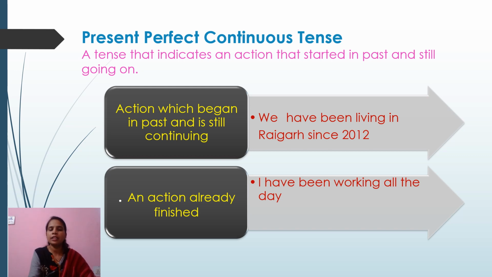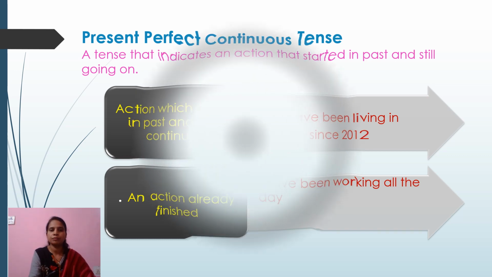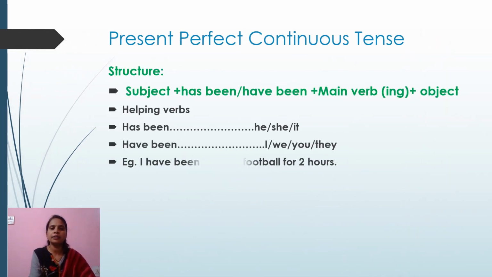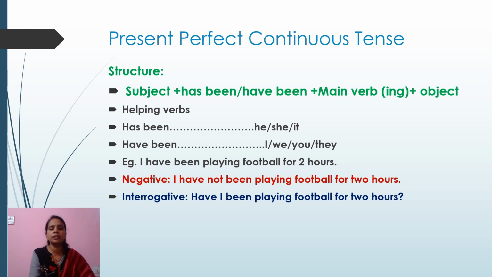Sometimes an action that has already been finished is also written in present perfect continuous tense. For example, I have been working all the day. That means I am tired now. Now let's see how to construct a sentence in present perfect continuous tense.